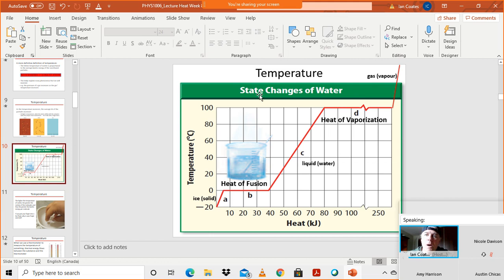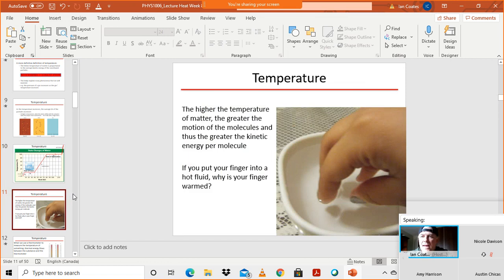Okay. This one here, what I want you to know is be able to break it down. What's happening? There's a number of good questions in here. Heat of fusion, what is it? Heat of vaporization, what is it? What is happening in A, B, C, D, and this one here would be E. What's going on? Being able to explain this diagram, it's not too bad, okay? And ask questions if you need to.